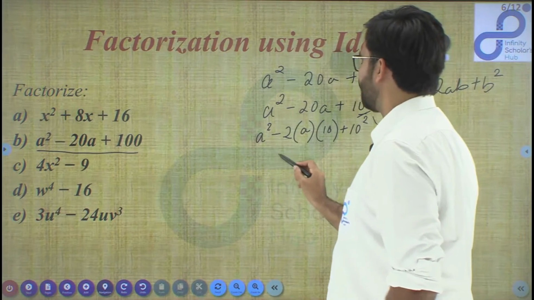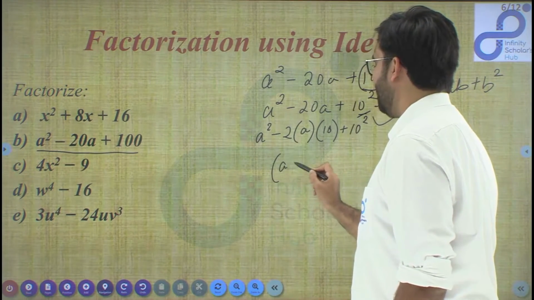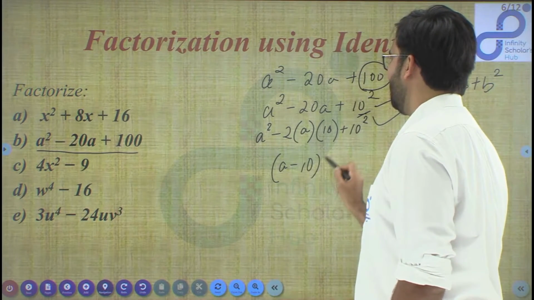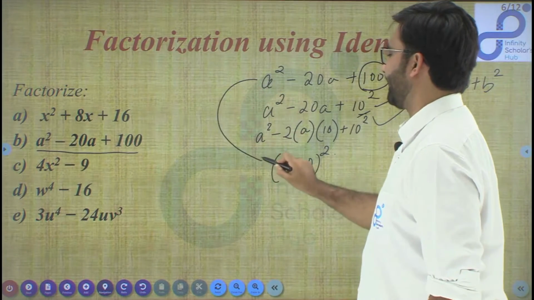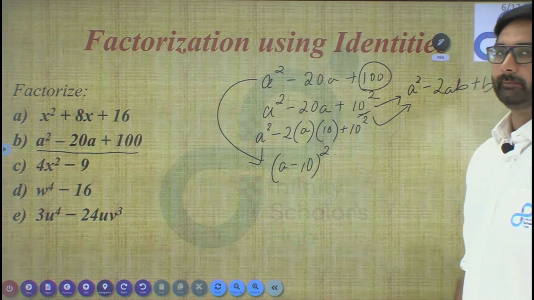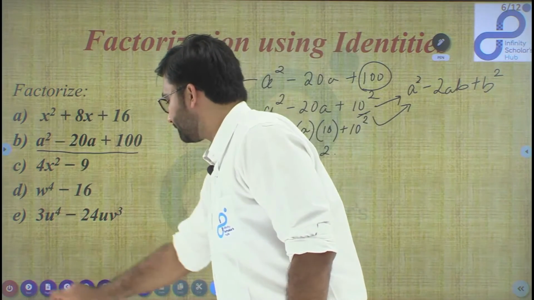So this is the expansion of a minus b whole squared. So we will write a minus 10 the whole squared. So this is the factorization of this particular expression given. Okay, fine. So let's go on to the next slide then.